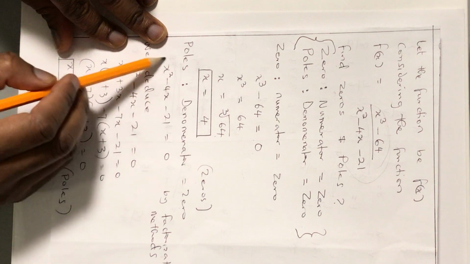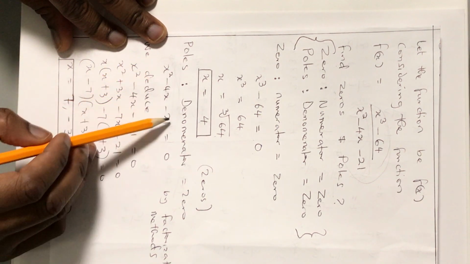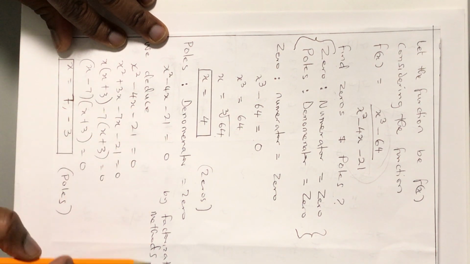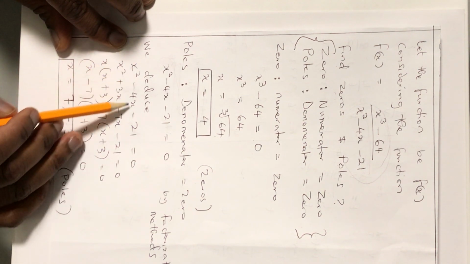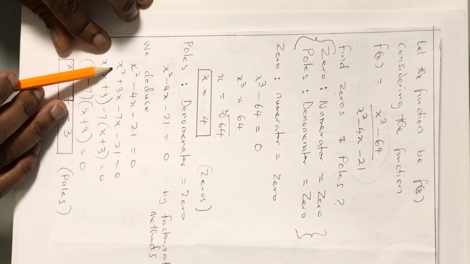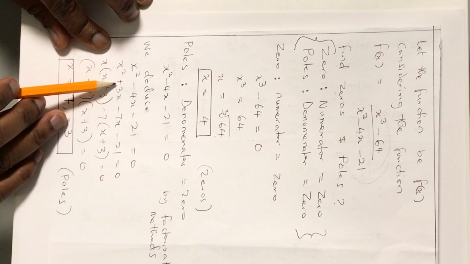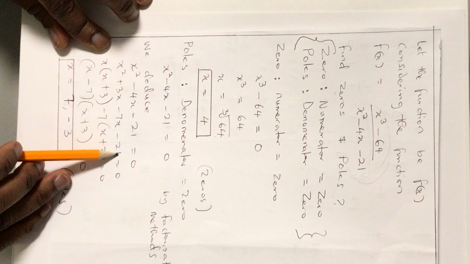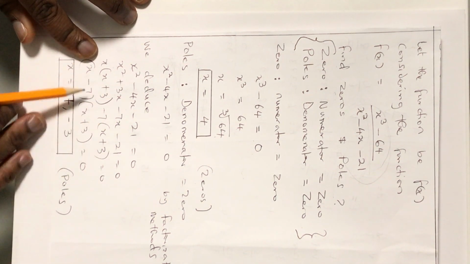Then we can see that our denominator is quadratic in formation. From there, we can use the factorization method: x^2 - 4x - 21 = 0. Then from there, we can make it x^2 + 3x - 7x - 21 = 0. Then we factorize the broad bracket.